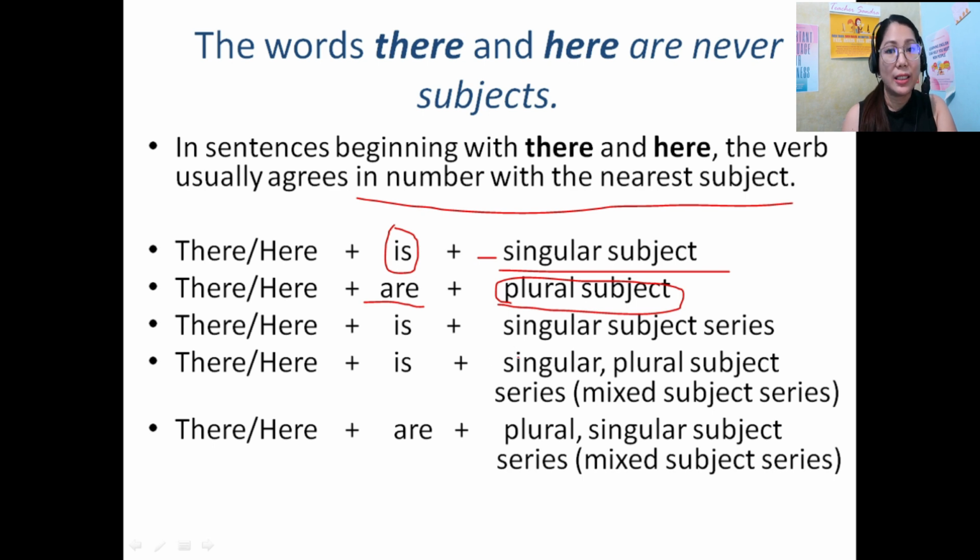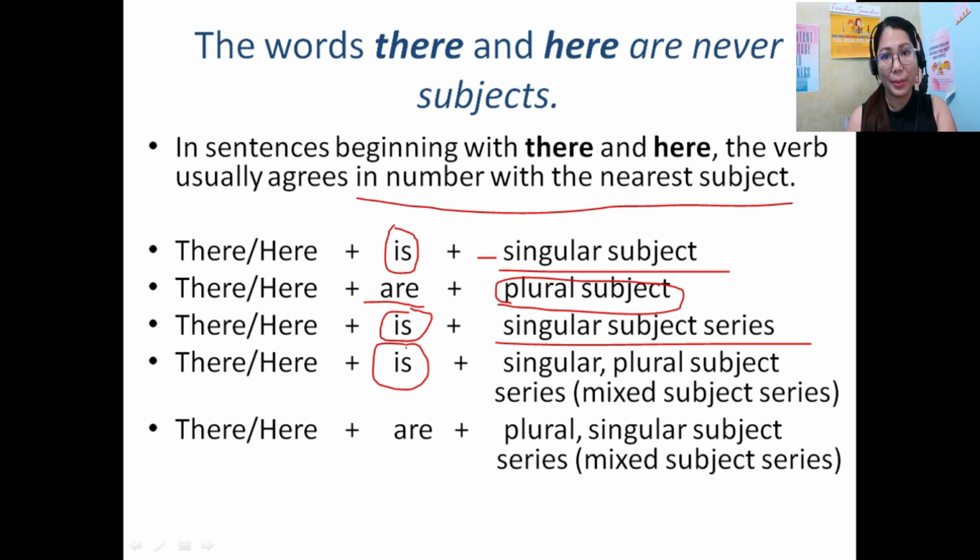Now, how about in a series? So there are items in a series. Here, we have a singular subject series. All the nouns, all the subjects are singular, so you have to use is. Now, how about in a mixed subject series? For example, we have singular, plural, plural. Still, our verb is is.